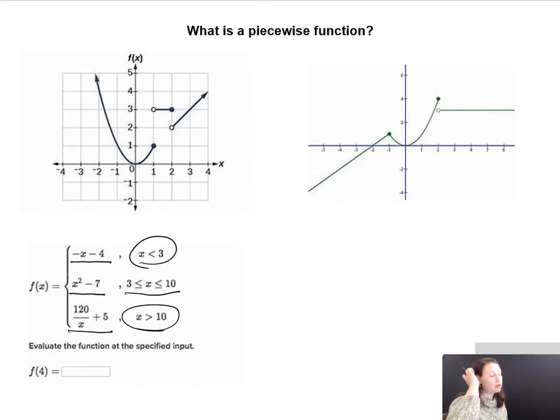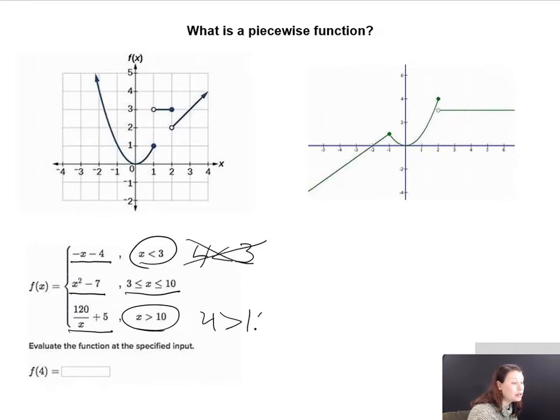So now let's talk about f of 4. How do we find f of 4 for this function specifically? Now, if we look at this, what we have to think about is where is 4 valid. What part of the function does 4 work in? Now, 4 does not work here. 4 is not less than 3. That doesn't work. If we look at the bottom one, 4 is not greater than 10. That one doesn't work either. Now, if we look at the middle one, 3 is less than or equal to 4 is less than or equal to 10. That works.